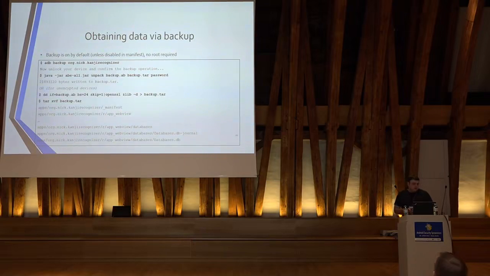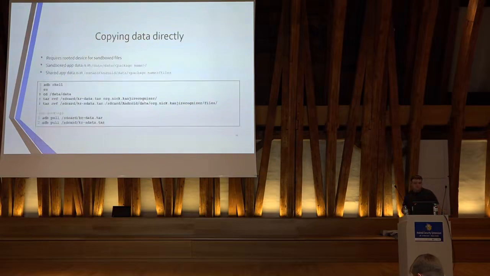In latest Android versions, if you have full disk encryption on, which is the default for most recent versions, the backups are also encrypted by default, so you will get an encrypted backup, which you can decrypt if you know the password, of course. This tool is on GitHub. Basically, you just pass the password and you get a tar file. If you have root, you can get the data directly from the device.